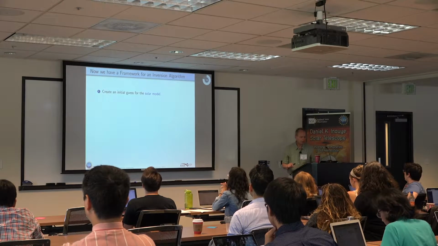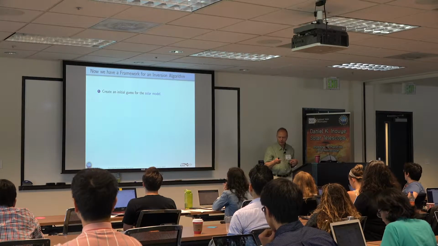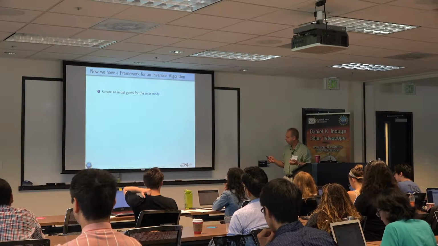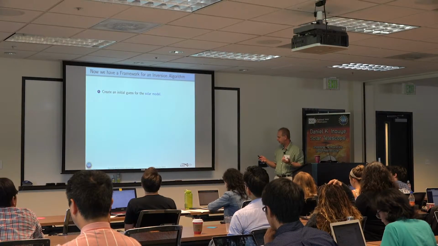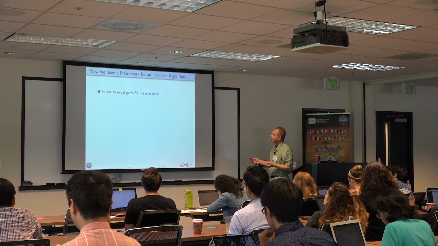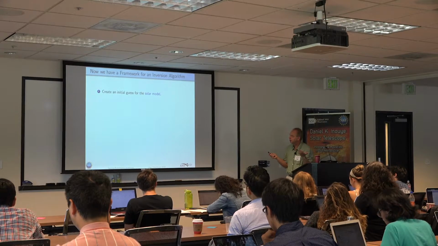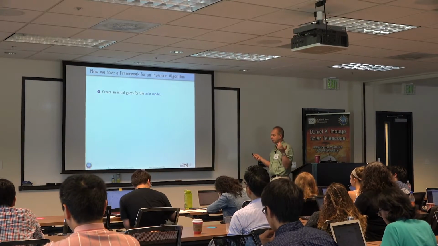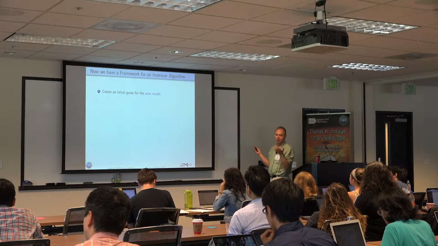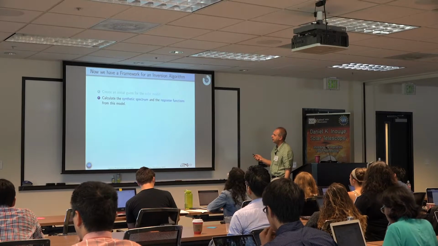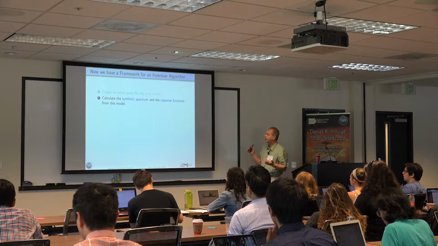So now, using all of this, we have a simple framework for an inversion algorithm. And you can imagine that to do this in practice, it takes quite some effort. So we create an initial model. We use a standard solar model or whatever you want to use, something that's reasonable, but it doesn't have to be right. There's no right guess here. From this model, we calculate the synthetic spectrum and the response functions.